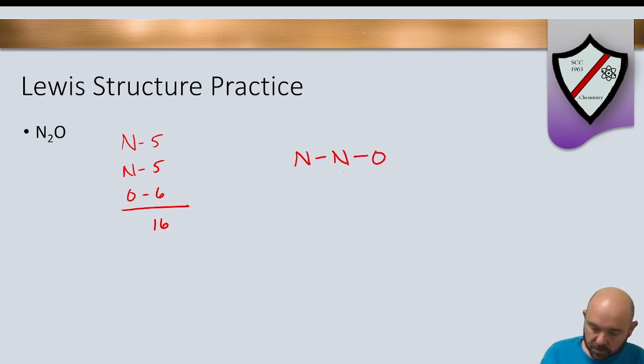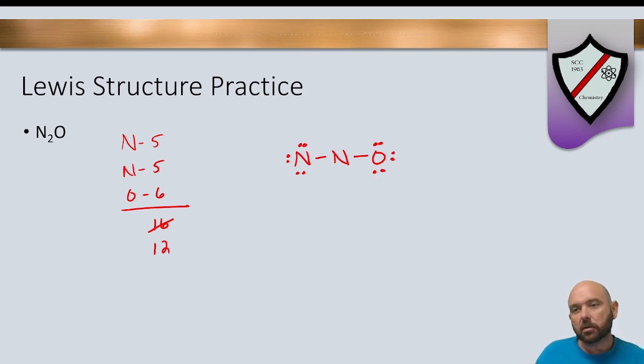So we have our central nitrogen in the middle there with an N to the left and an oxygen to the right. And then we will distribute any remaining electrons. Those 2 bonds use up 4 electrons. We have 12 left to distribute around the terminal atoms. 2, 4, 6, 8, 10, 12.